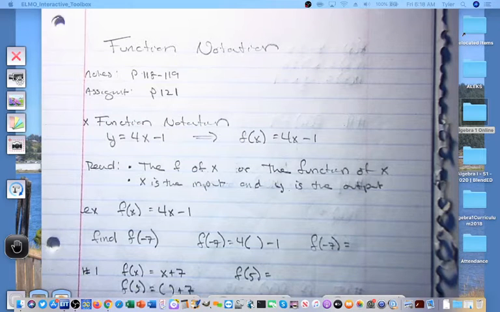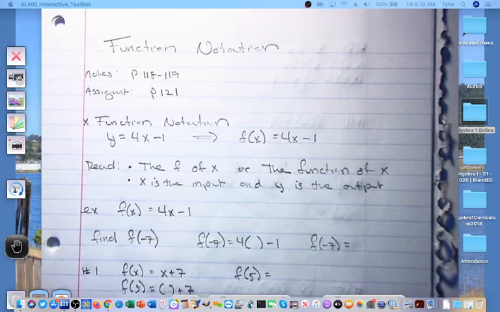Good morning, everybody. So today we're going to talk about function notation, something that's not difficult, but when students are first introduced to it, they often have a little difficulty kind of wrapping their minds around this notation. Our notes are going to come from page 118 and 119. You will only have a one-page assignment that goes with this as well, page 121.